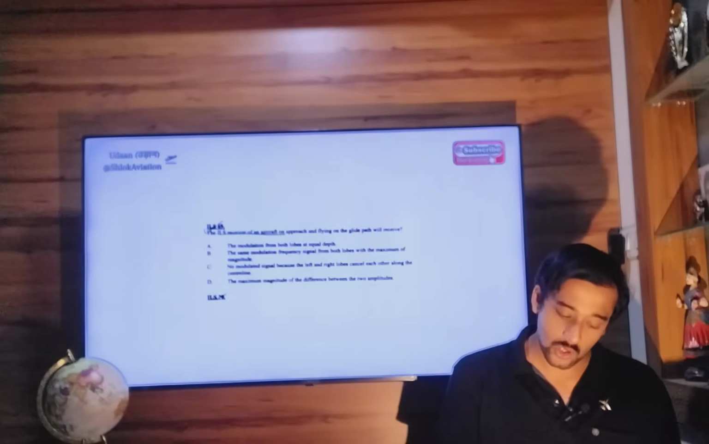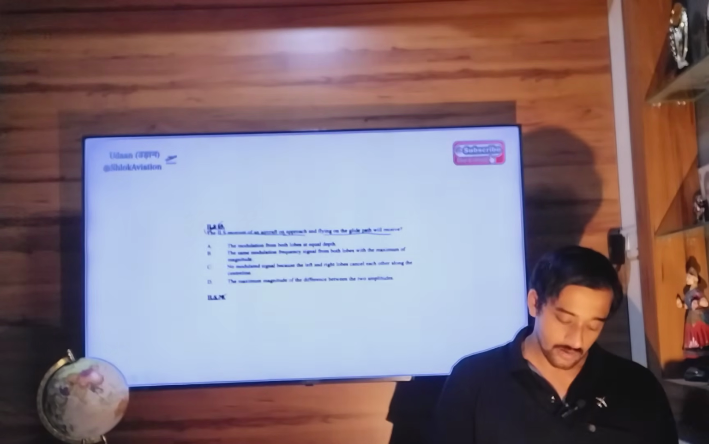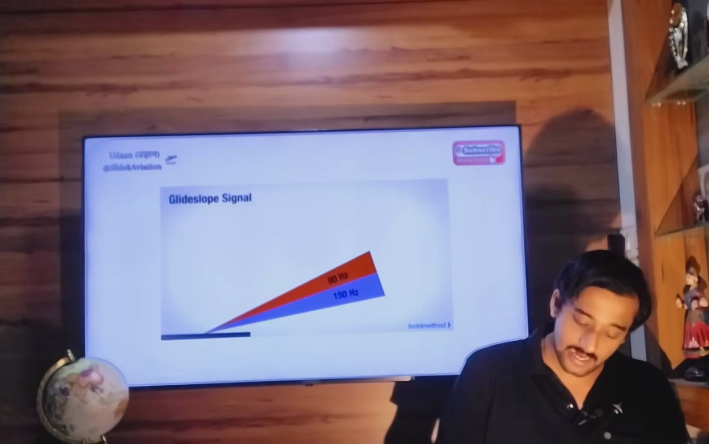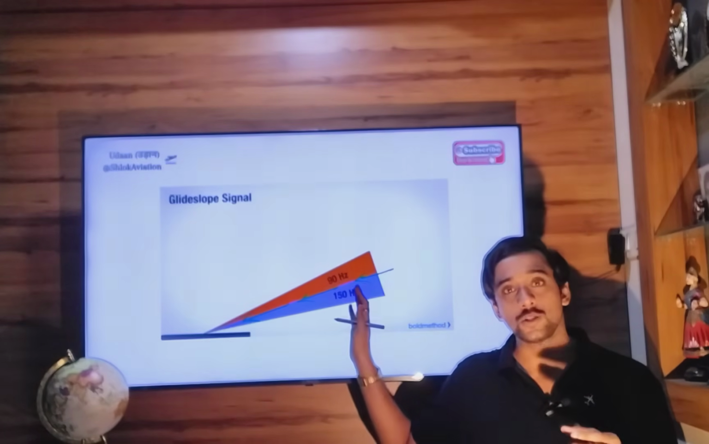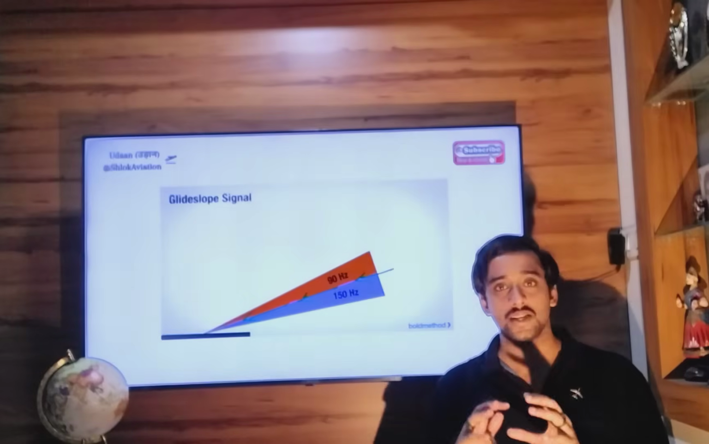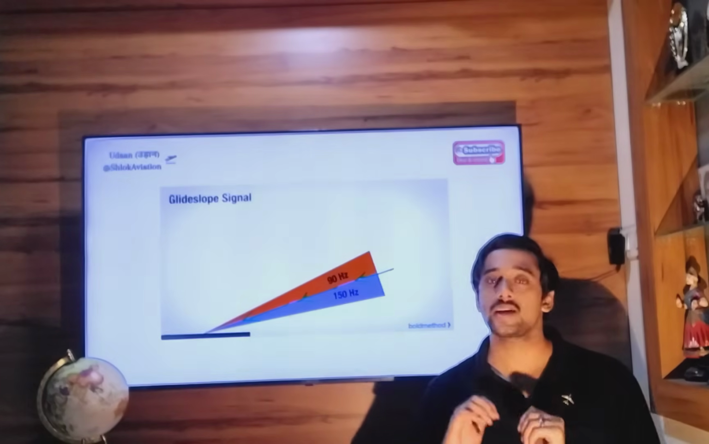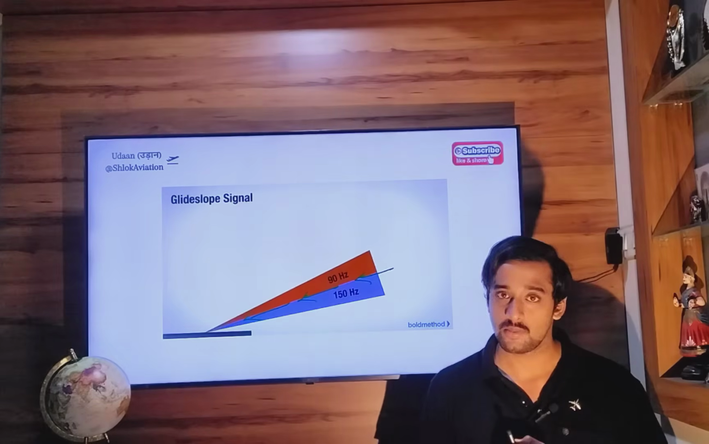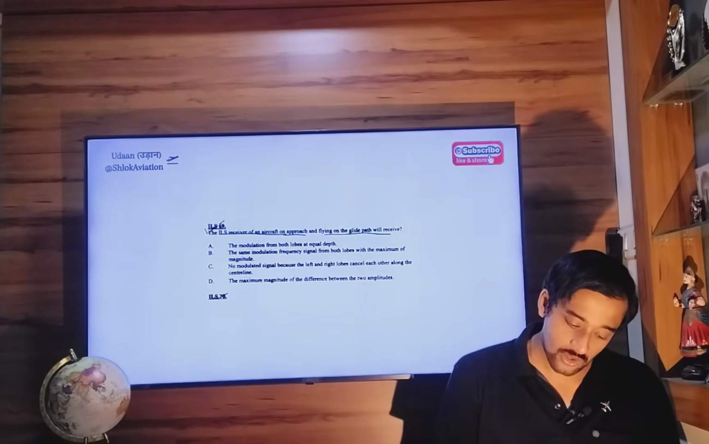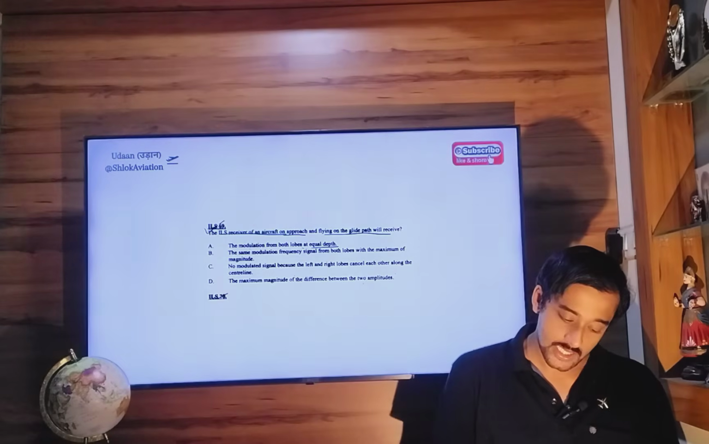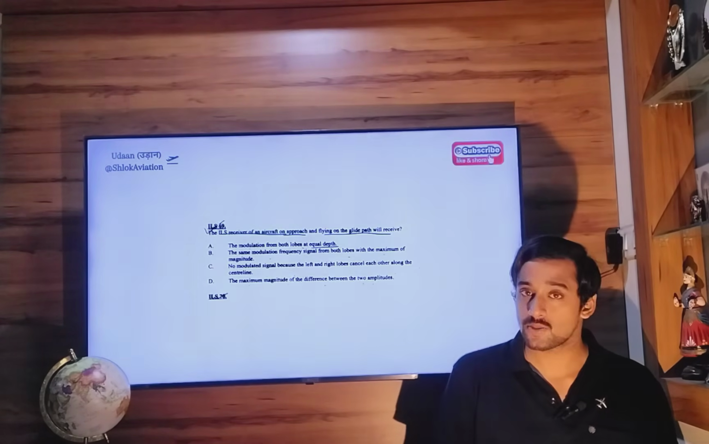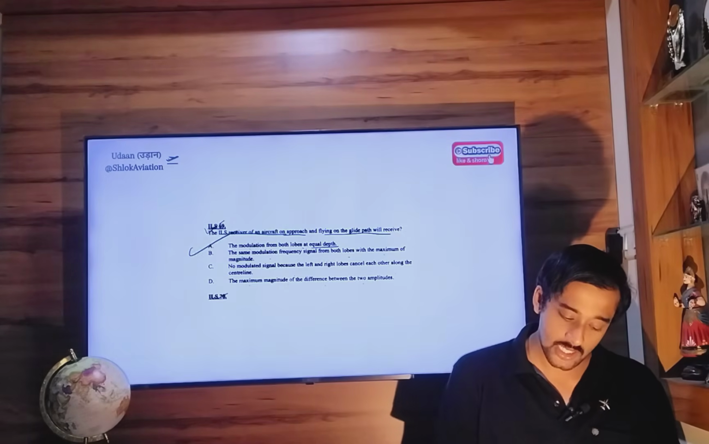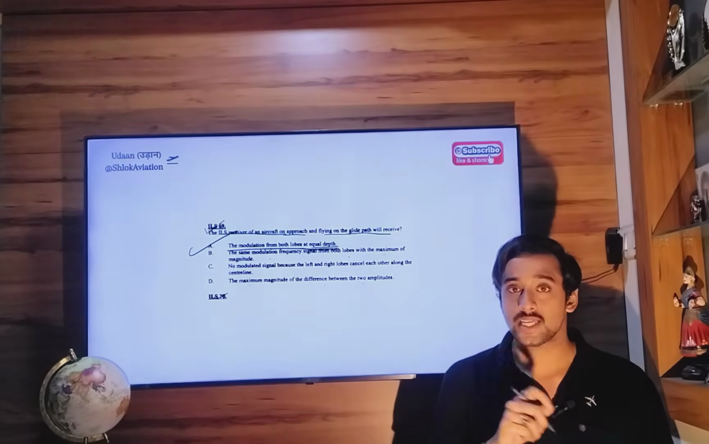The ILS receiver of an aircraft on approach and flying on the glide path. Now here they are talking about the glide path. If you are correctly established on the glide path like this, again just like the localizer, over here also you will receive both the signals equally, 90 Hz also, 150 Hz also. So the difference in depth modulation will be zero. So the modulation from both lobes at equal depth. The other options, the same modulation frequency signal with the maximum magnitude, no modulated signal, the maximum magnitude of the difference between the two amplitudes, are wrong. So the correct answer is option A, modulation from both lobes at equal depth.